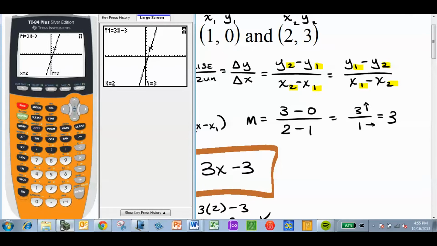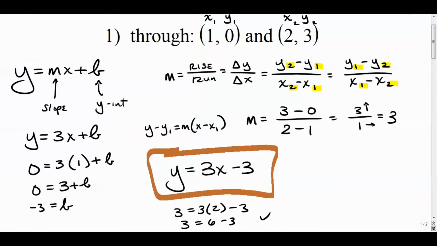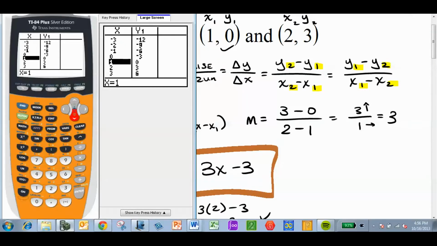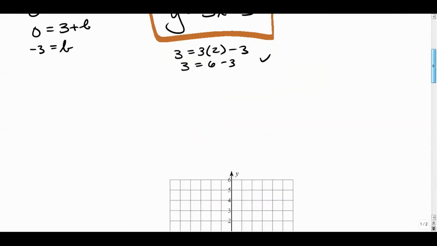Or it's probably easier just to go to your table function, so press second graph, and this will give you all of your x and y coordinates. These are your points. When x is 1, y is 0. Well, over here that's exactly what we wanted it to be. When x is 2, y is 3. Well, over here that's what we wanted it to be. So it works out. Nice way to check.